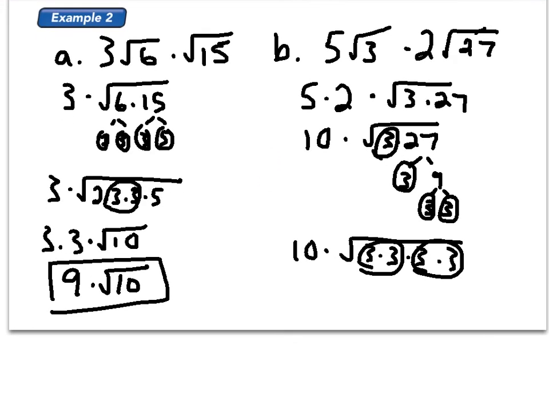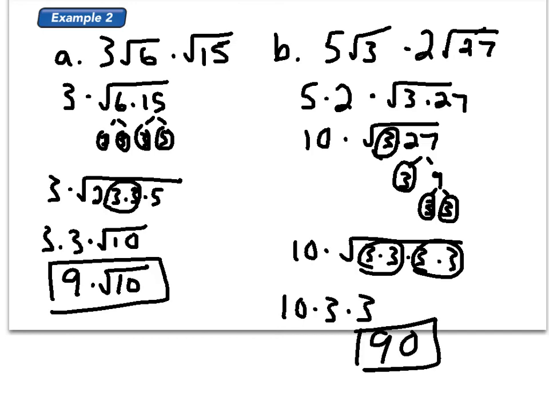So now I've got 10 times, and we're going to pull out one of these 3's, times, and then one of these 3's, and we've got nothing left under the square root, so there's nothing under there anymore. Alright, so now I'm just going to multiply the numbers I have left. 10 times 3 is 30, and 30 times 3 is 90. So my answer is 90. And we cannot simplify that anymore.